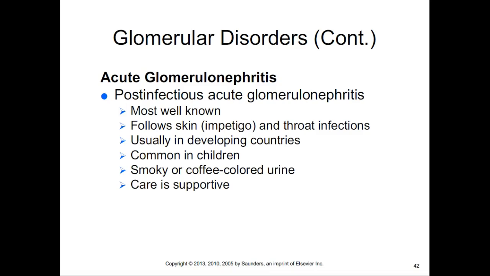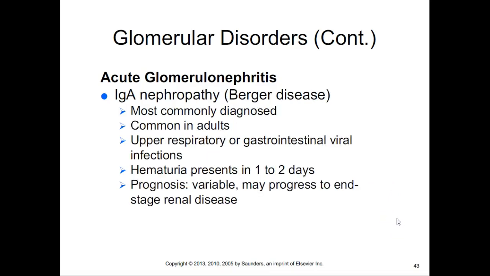Right, so post-infectious acute glomerulonephritis is the most well known, right? It follows some skin or throat infections. Impetigo, for example, is one of those, right? And it's not very commonly seen here in this country, but it's most common in developing countries, right? And it's common in children, and smoky or coffee-colored urine is what you look for in acute glomerulonephritis. Right, so these throat infections and skin infections are very common in children, and so the care is supportive.